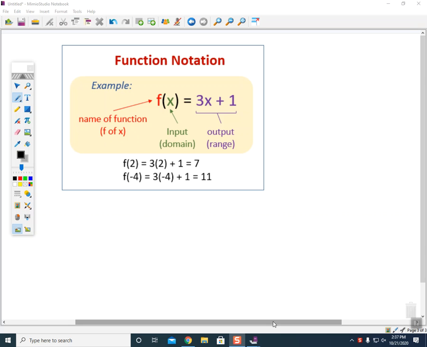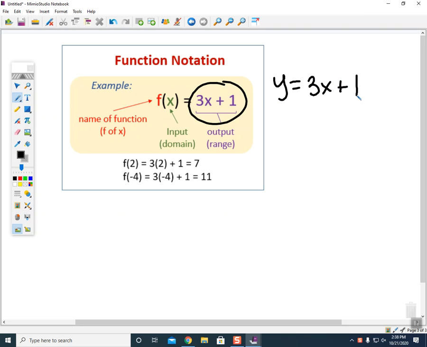Right, so we're going to start talking about something called function notation. When we're normally talking about functions, we're used to seeing them like, for this example, 3x plus 1 here. We're used to seeing y equals 3x plus 1. That is our standard notation. We are trying to figure out what y is. We're setting y equal to x.